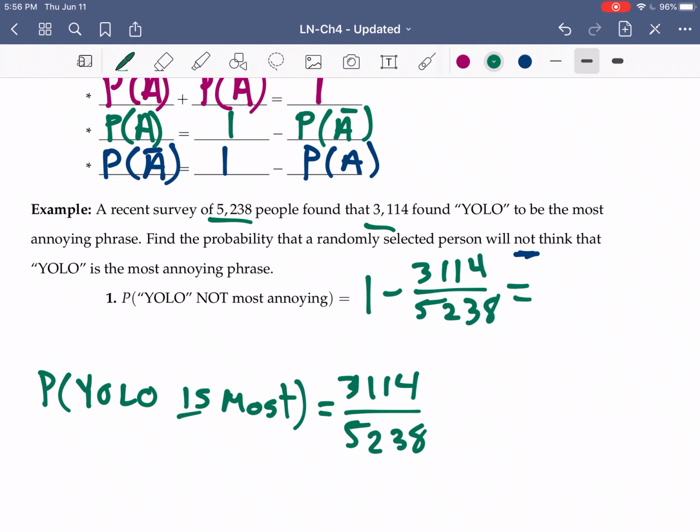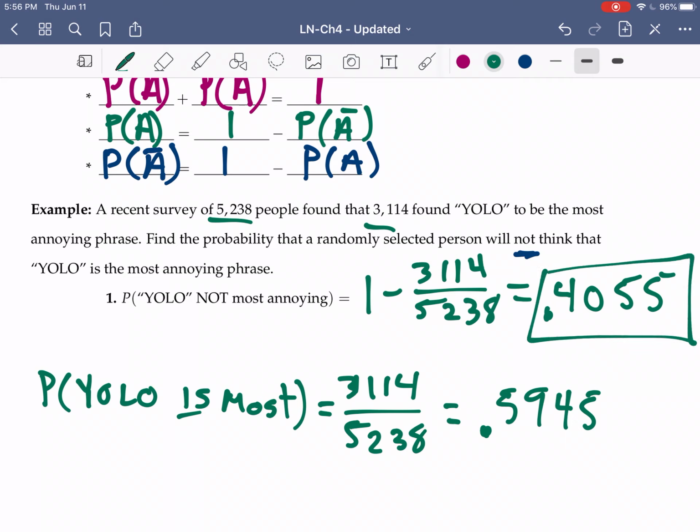And if we go through and take the time to calculate that, 3,114 divided by 5,238, this value here is 0.5945. So 1 minus that value is 0.4055. So that is the probability that a randomly selected person will not think it's the most annoying phrase.